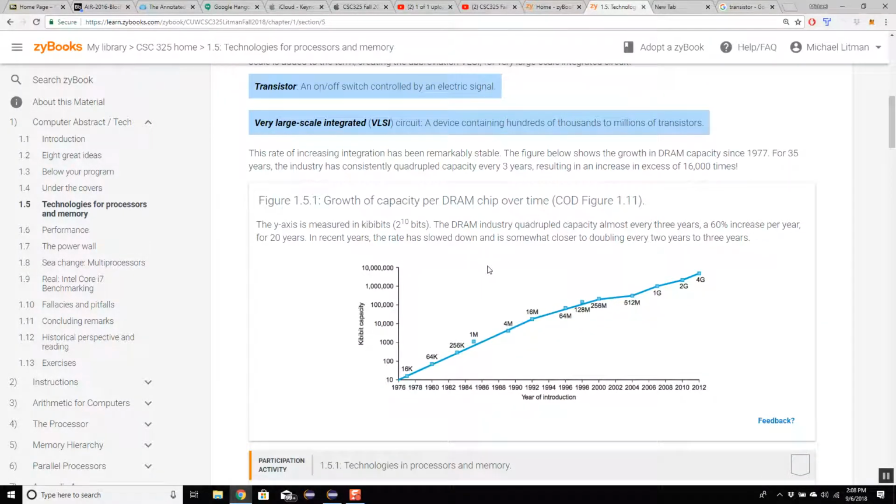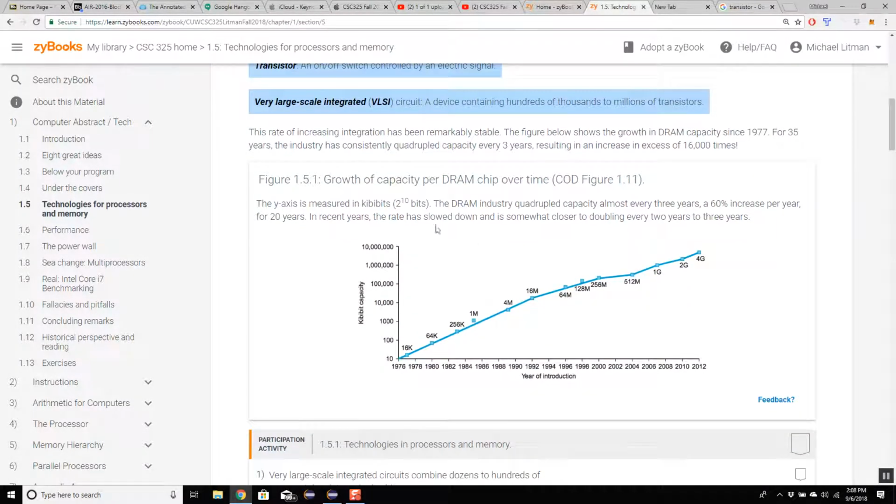All right, so that's transistors. Now we start looking at RAM over the years. RAM is made up of transistors as well. We're storing a whole bunch of on and offs, zeros and ones. That's our capacity. So the more transistors we can fit into the same spot, the more memory we can have.